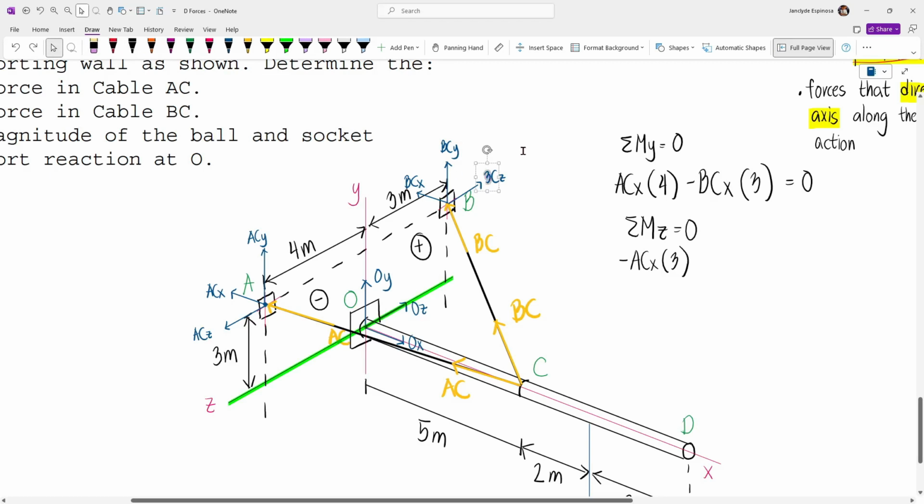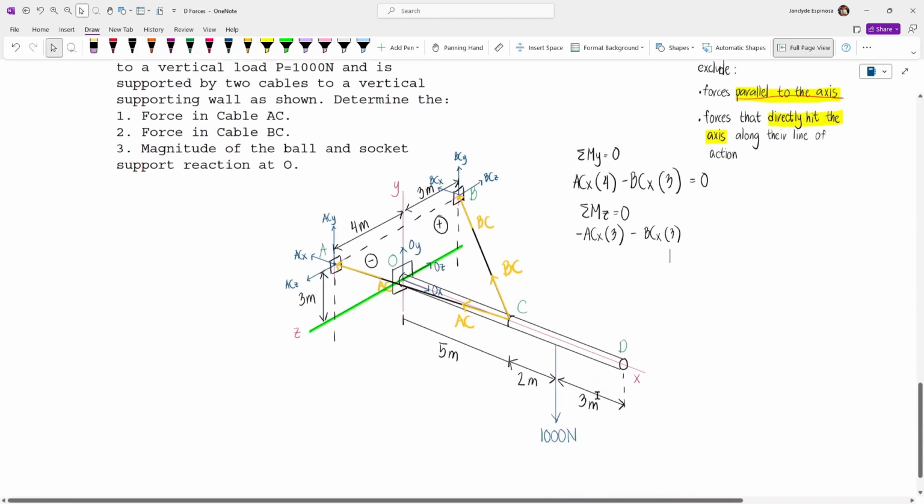Now, the components of BC: BCZ is excluded because it's parallel to the axis, while for BCY, its line of action will hit our axis of interest. Only BCX will cause a moment about the z-axis, and the moment arm is still this distance, which is equal to 3 meters. This will cause a counterclockwise rotation about the z-axis. So we have minus BCX multiplied by 3.